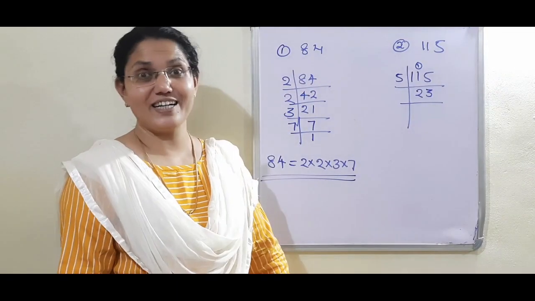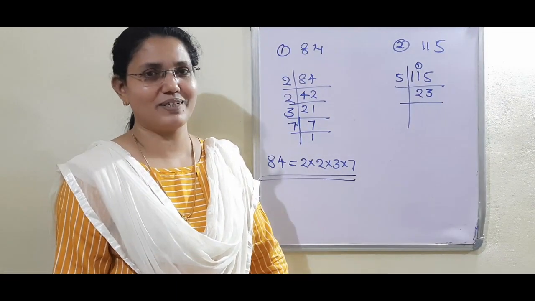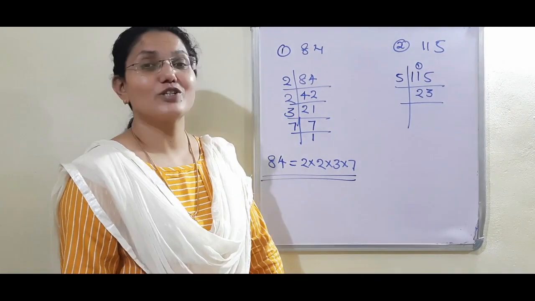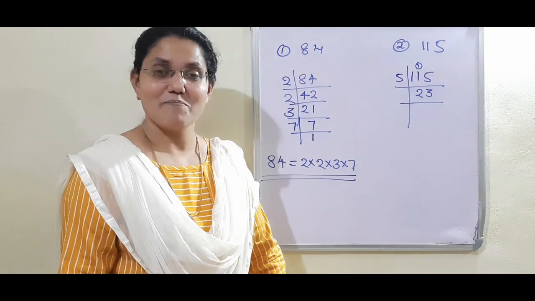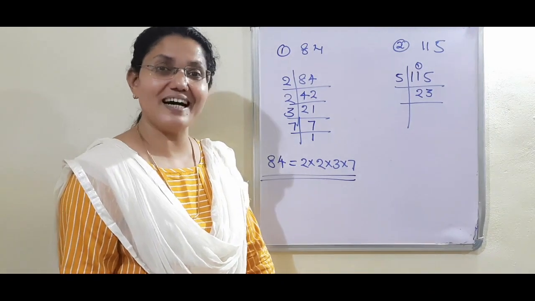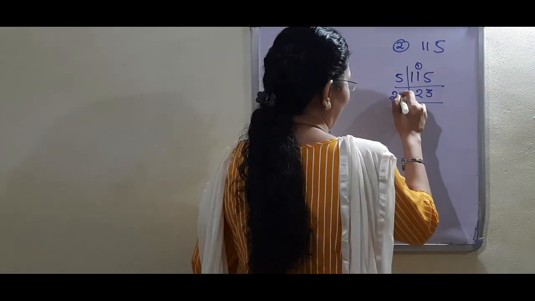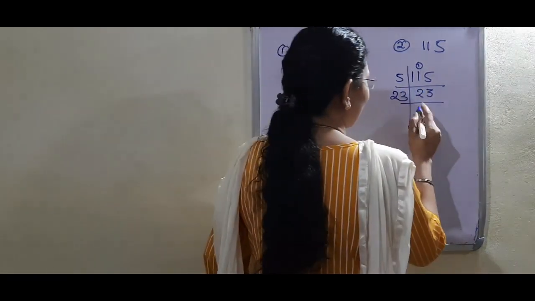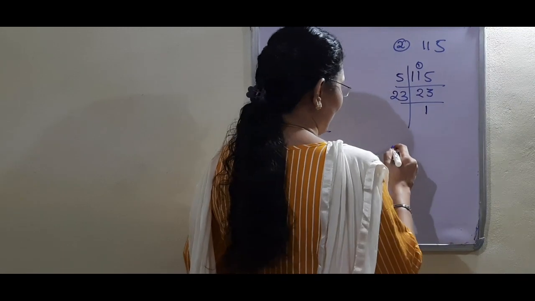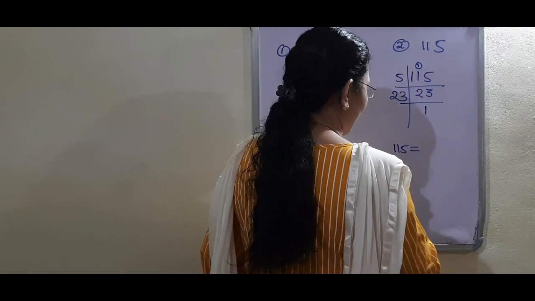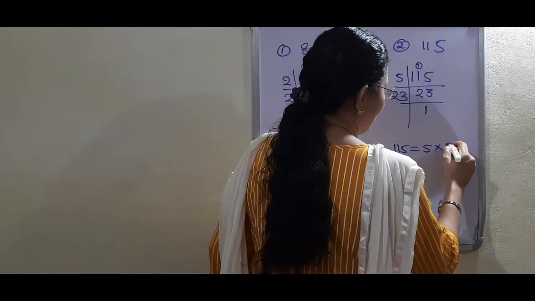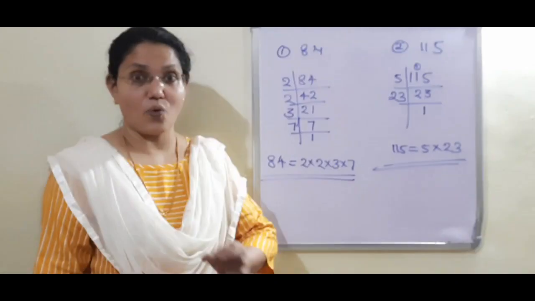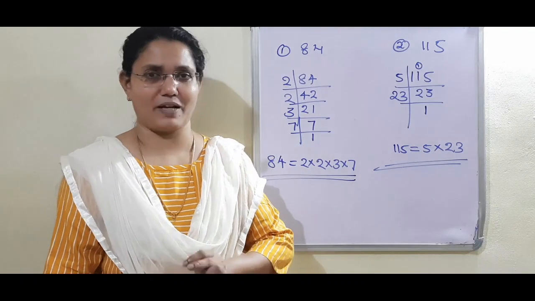Okay. Now 23. We can divide 23 by which prime number? Do you know? Yes, 23 is a prime number. Prime numbers are divisible by the same prime number, so you can divide it only by 23. 23 divided by 23 is 1. Therefore, for 115, the prime factorization is what? 5 into 23. When you are writing the prime factorization, all factors should be prime numbers.